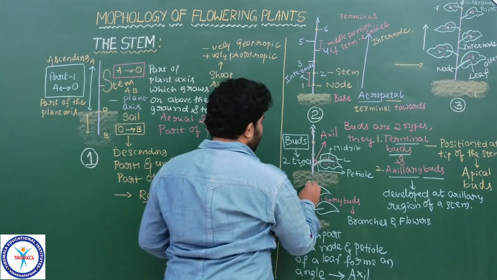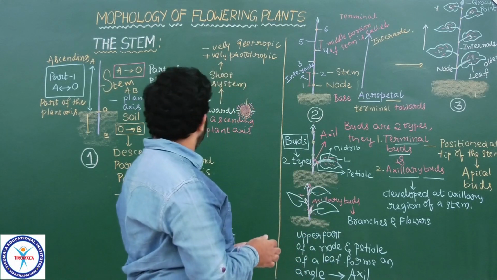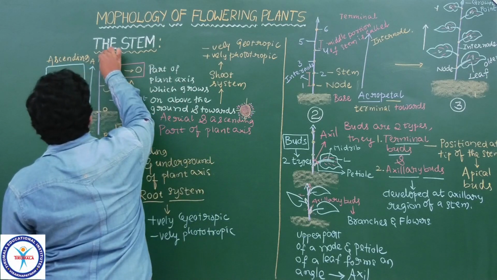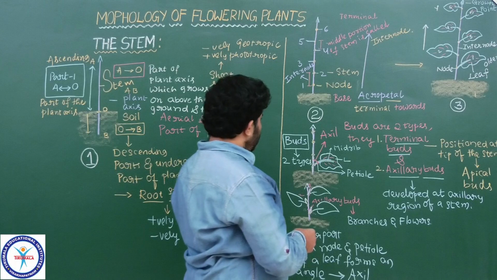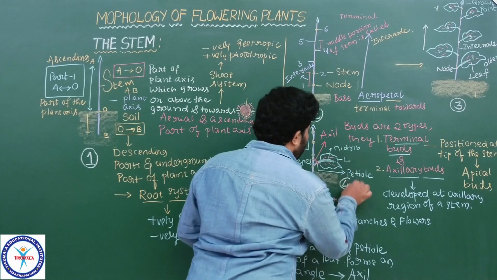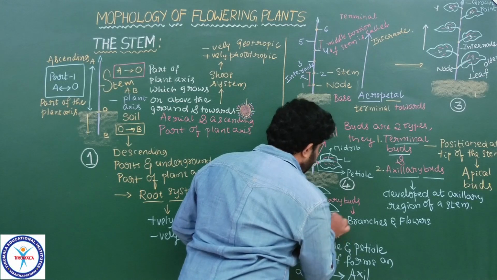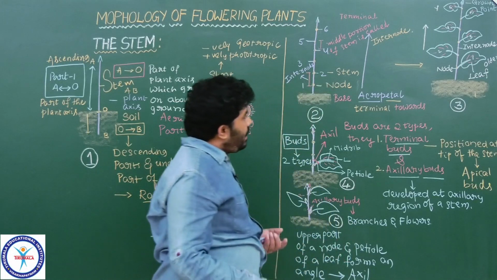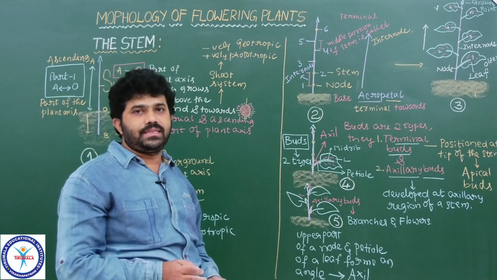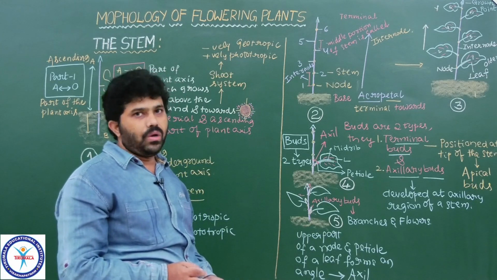So this is the indication, it continuously grows. The arrow mark indicates continuous growth. Now you got the point? Yes. So like that we made different diagrams here, for example diagram number 4, this is diagram number 5. We made different diagrams to understand all the parts that necessarily need to be discussed about the stem.